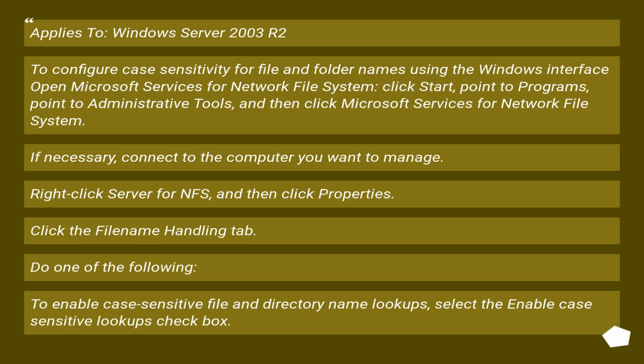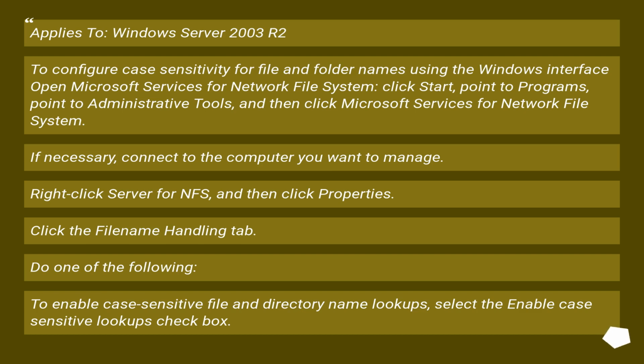To configure case sensitivity for file and folder names using the Windows interface, open Microsoft Services for Network File System. Click Start, point to Programs, point to Administrative Tools, and then click Microsoft Services for Network File System. If necessary, connect to the computer you want to manage. Right-click Server for NFS, and then click Properties. Click the File Name Handling tab.